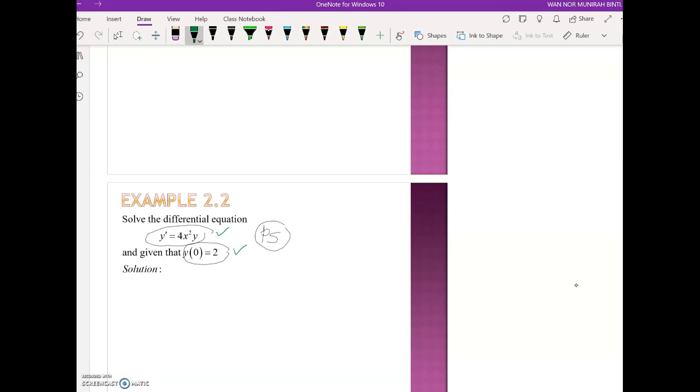So sometimes we can write the question as: solve the differential equation of such and such, given that the condition is such and such. Otherwise, the question can simply ask you to solve the following IVP. Solve the following IVP: y prime equals 4x squared y, and then y equals 2 when x equals 0. Simply like that.